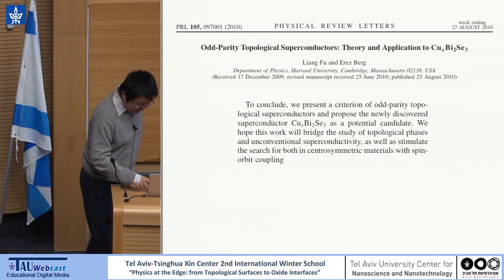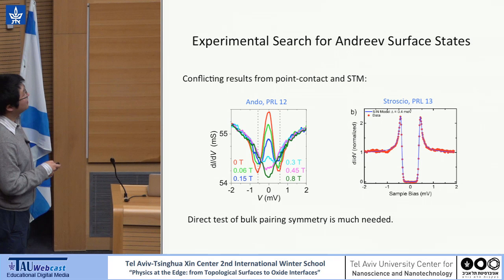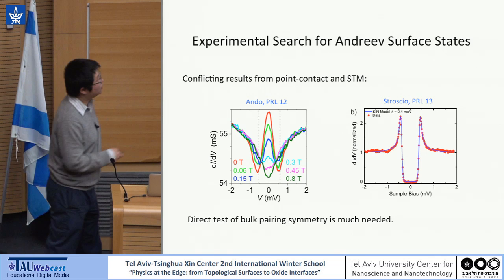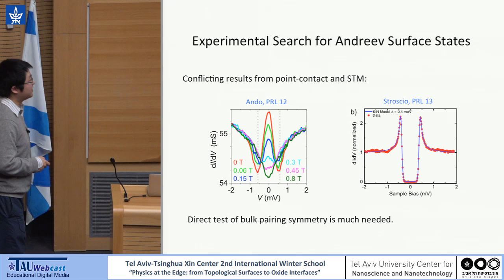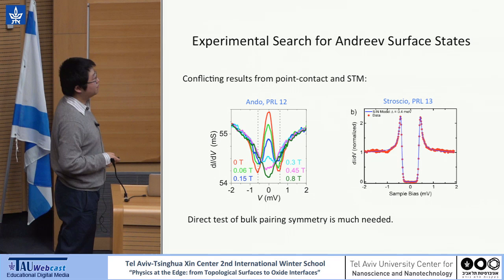And so experimenters got interested in this material. A few years back, there were two studies of the surface of copper-doped bismuth selenide aiming to look for Andreev surface states. As I said, odd-parity pairing should lead to a topological superconductor, so it is natural to look for these surface states. And the results from the point contact study and the STM study are very conflicting. There's a zero-bias peak seen in point contact experiments, but STM sees a beautiful full gap. So I'll come back to this contradiction later.